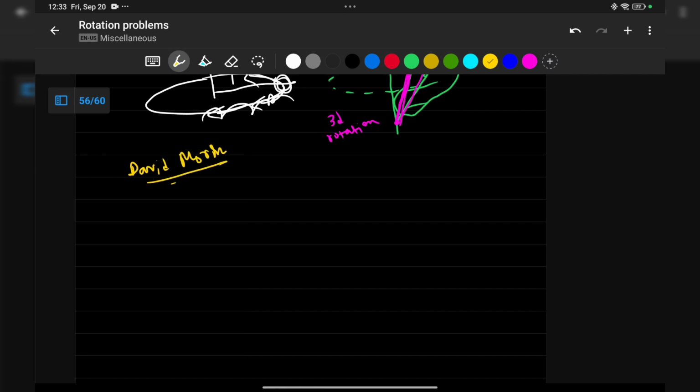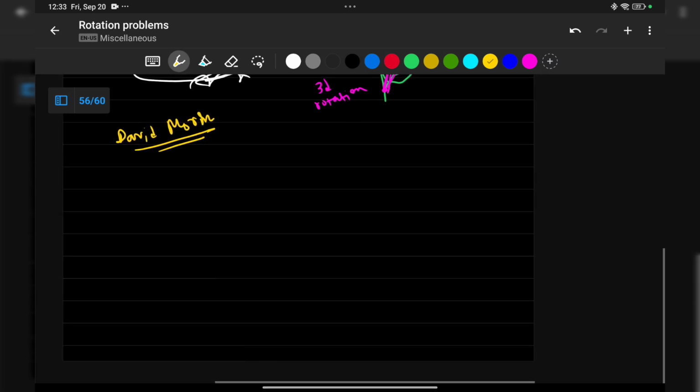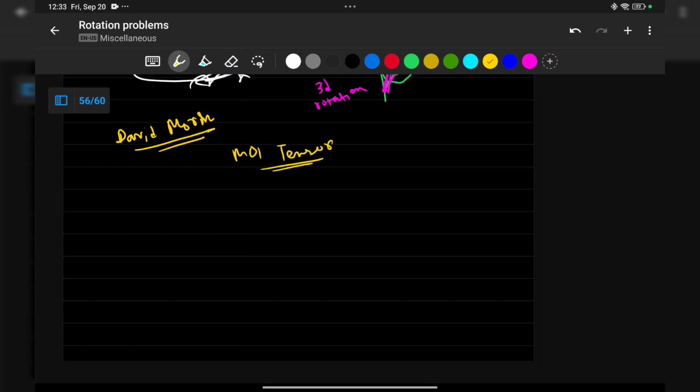You can read about the moment of inertia (MOI) tensor, which is very important in higher physics. In the MOI tensor there come terms like Ixy, Iyz. These are called the tensor products. These are not in the JEE syllabus.